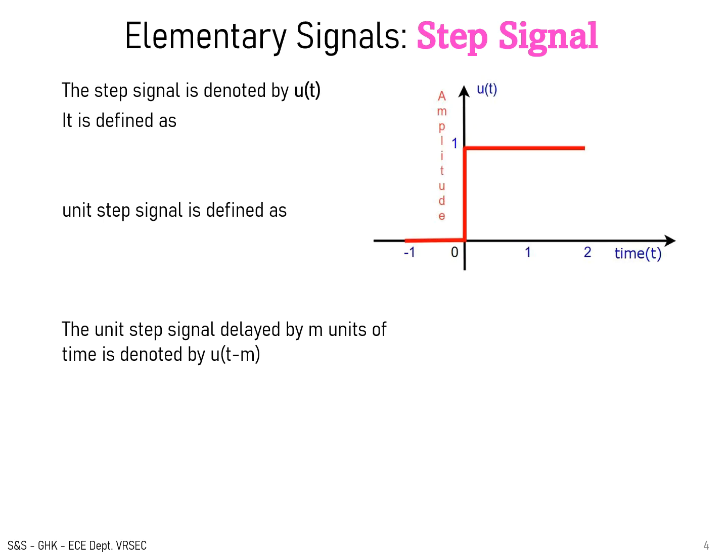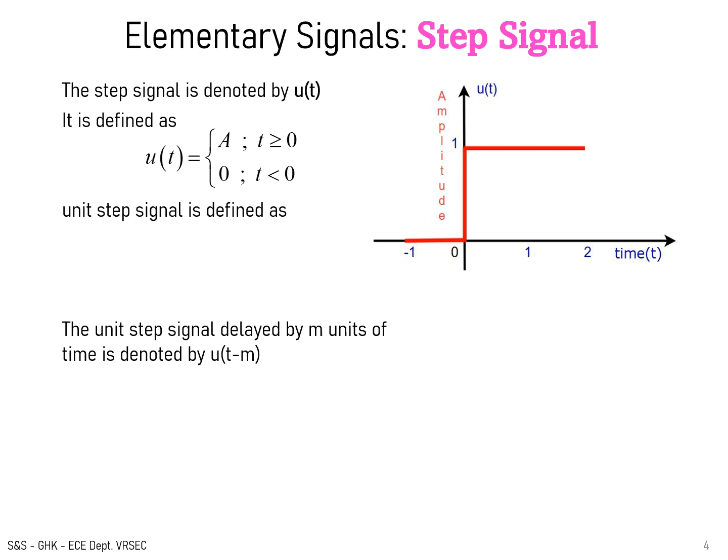The next is the step signal. It is denoted by u of t, and according to this graphical representation, the amplitude of this step signal is 0 at time t less than 0, and at time t equal to 0 and t greater than 0, its amplitude is a constant that is equal to the step size of the signal. Therefore, its functional representation is u of t equal to a at t greater than or equal to 0 and 0 at t less than 0.